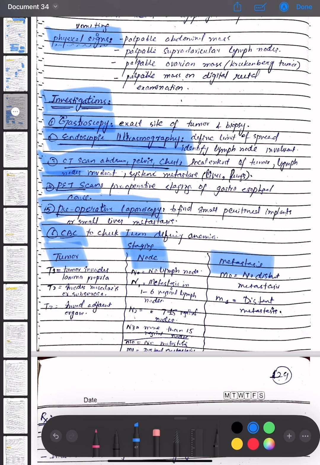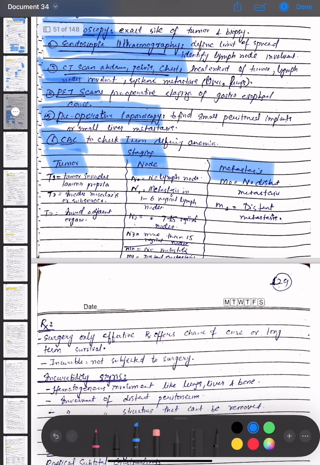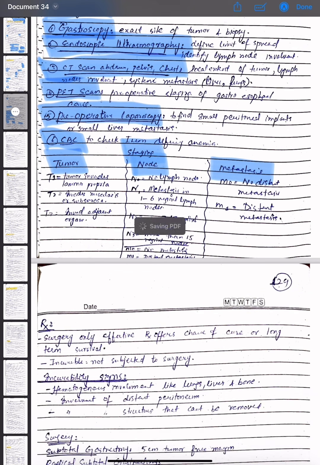In the tumor, T1 invades the lamina propria. T2 invades the muscularis or subserosa. T3 invades an adjacent organ. In the lymph nodes, we have N0, which is no lymph nodes.